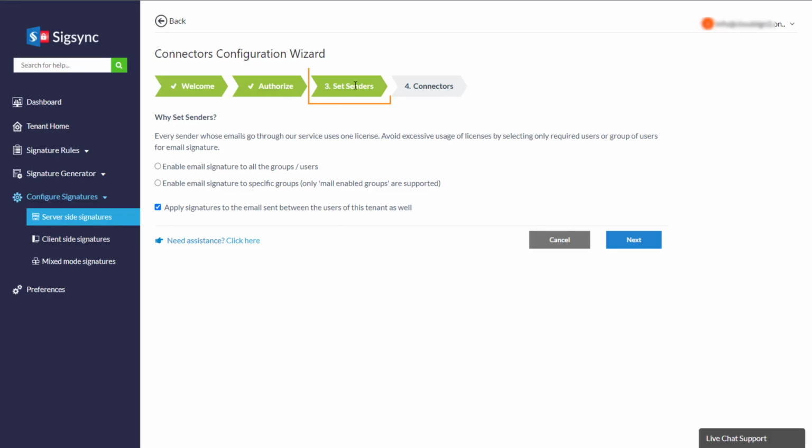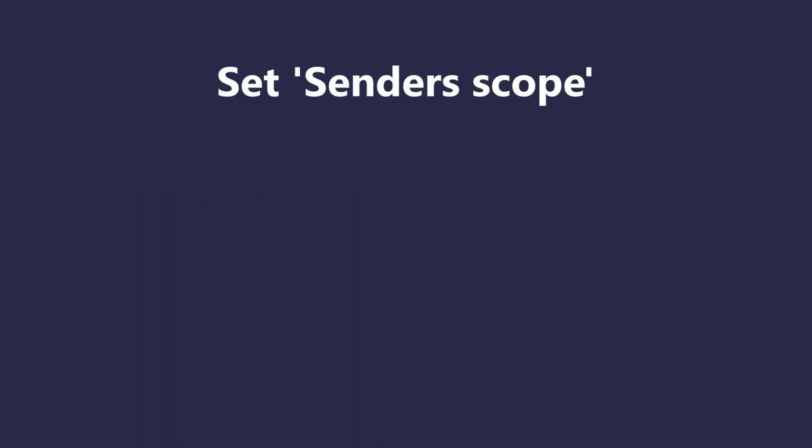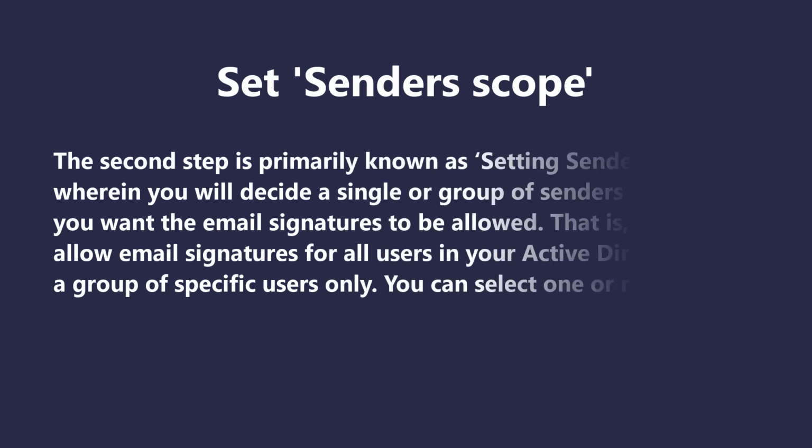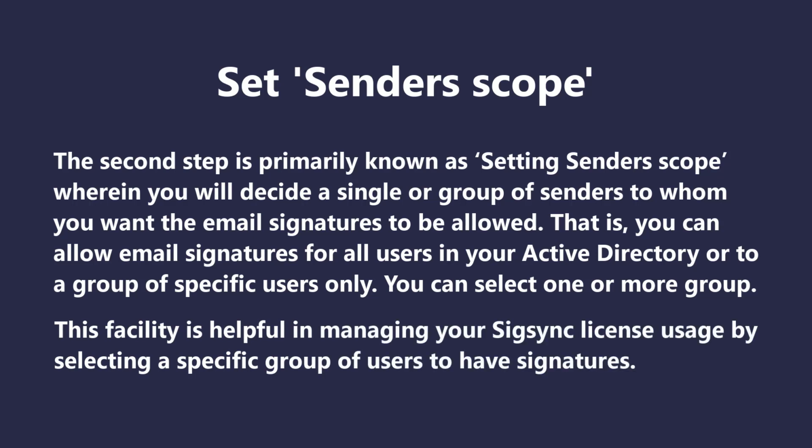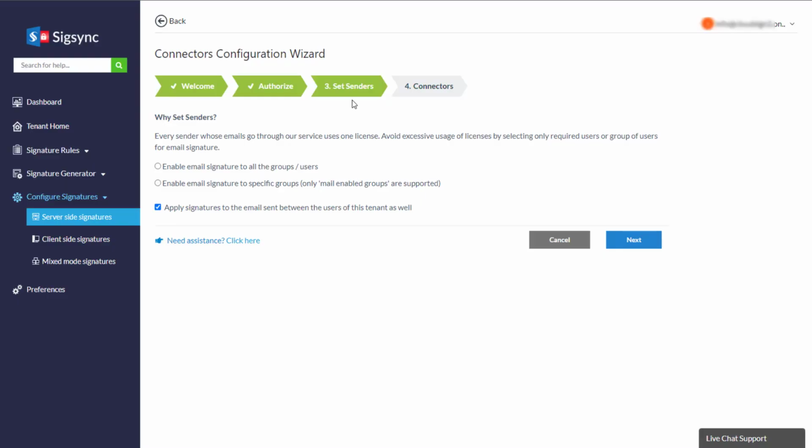Let's see the second step, that is set sender scope. The second step is primarily known as setting sender scope, wherein you will decide a single or group of senders to whom you want the email signatures to be allowed. That is, you can allow email signatures for all users in your Active Directory or to a group of specific users only. You can select one or more group. This facility is helpful in managing your Sigsync license usage by selecting a specific group of users to have signatures.